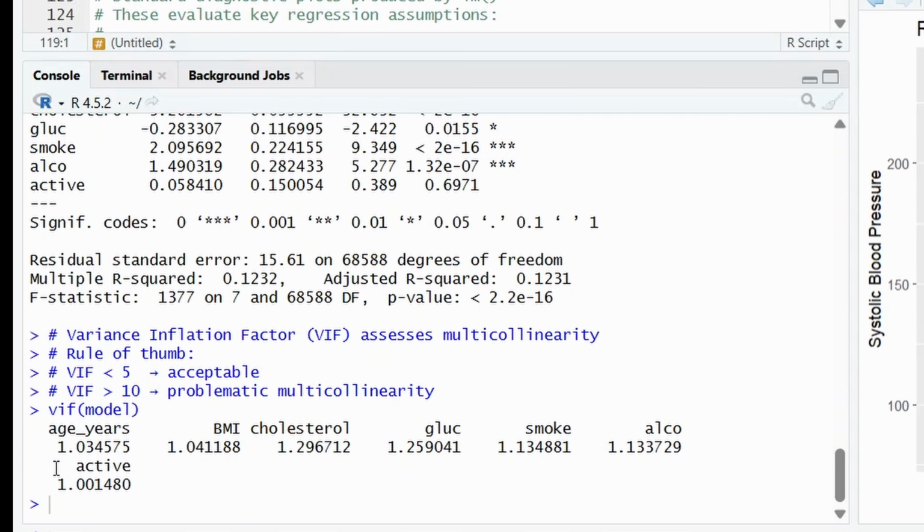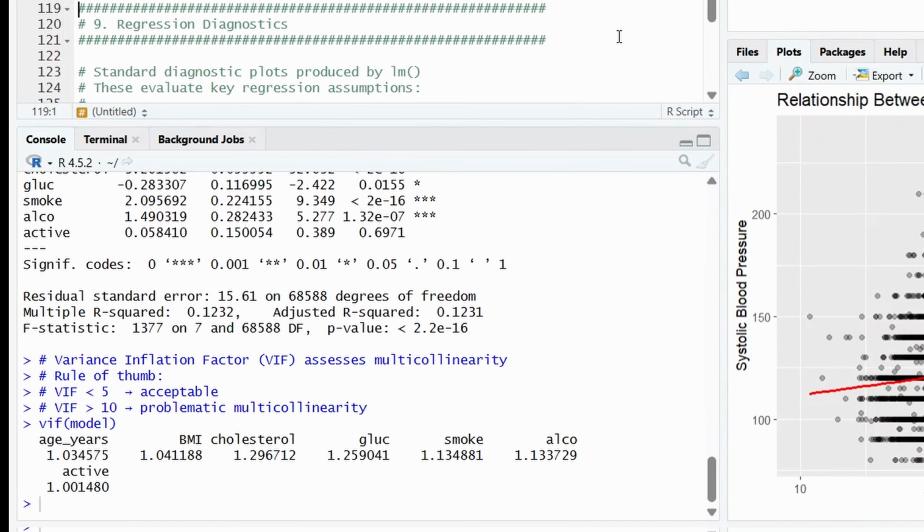Looking at our model, age has a VIF of about 1.03, BMI is 1.04, cholesterol is 1.30, glucose is 1.26, smoking is 1.13, alcohol is 1.13 and physical activity is 1.00. All of these values are very close to one, which tells us that our predictors are largely independent from each other. In simple terms, there's no evidence of problematic multicollinearity in this model. So each coefficient can be interpreted reliably as the effect of that variable while holding the others constant.